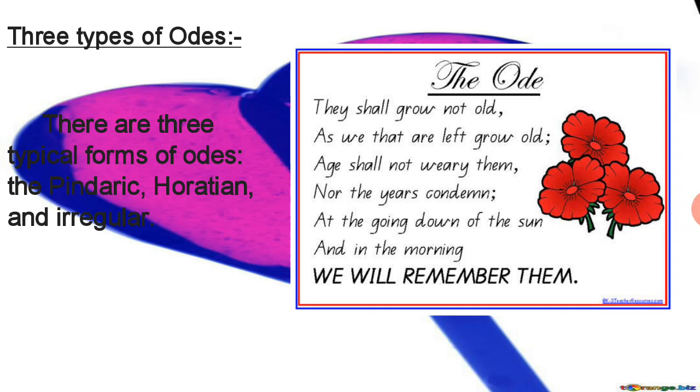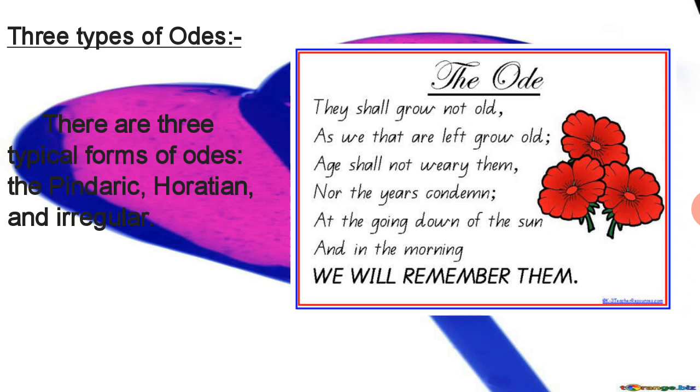Pindaric ode. There are a few well-known examples of the Pindaric ode, including William Wordsworth's ode, Intimations of Immortality from Recollections of Early Childhood. Take a look at these lines from the ode. There was a time when meadow, grove, and stream, the earth, and every common sight, to me did seem apparelled in celestial light, the glory and the freshness of a dream.